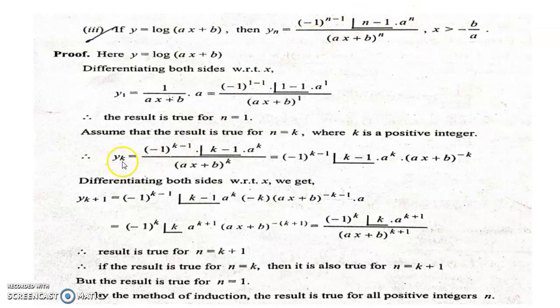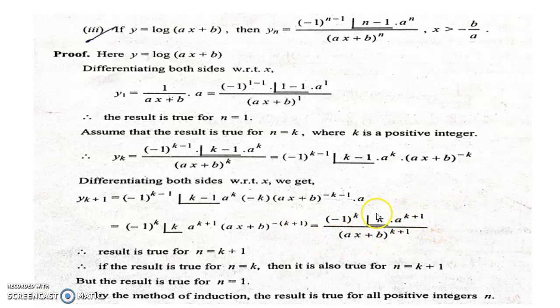Now again differentiating y_k to get y_(k+1): minus 1 to the power k minus 1, k minus 1 factorial, a to the power k. All these terms are constant, so they will remain same. Ax plus b to the power minus k, that is minus k, ax plus b to the power minus k minus 1. Derivative of ax plus b is a. So minus 1 to the power k minus 1, minus sign is here also. So we have k minus 1 plus 1, so minus 1 to the power k. K minus 1 factorial into k, that is equal to k factorial. A to the power k, a to the power 1, that is a to the power k plus 1. And then is ax plus b to the power minus k plus 1, so you can write ax plus b to the power k plus 1 in the denominator.